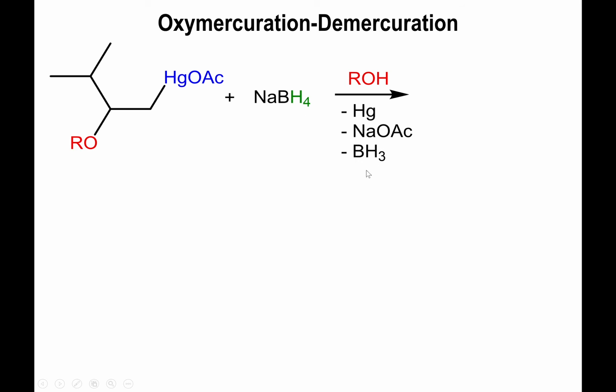The sodium will take off with the other acetate component, so you'll kick out sodium acetate, and you'll also produce borane as a byproduct. But the more important result is that you will turn that carbon mercury bond into a carbon hydrogen bond, and the anti-configuration will still be retained, right?